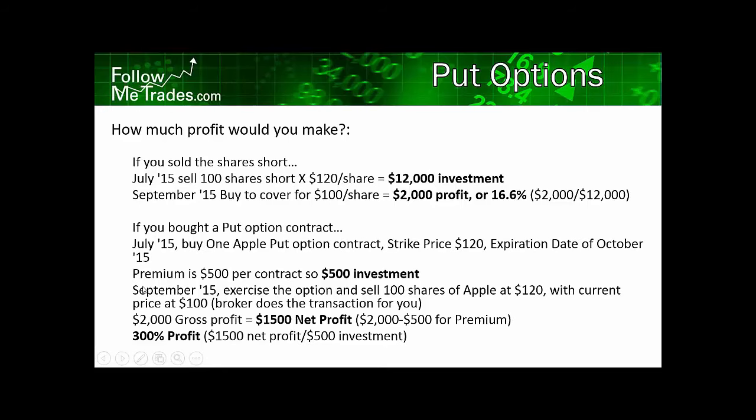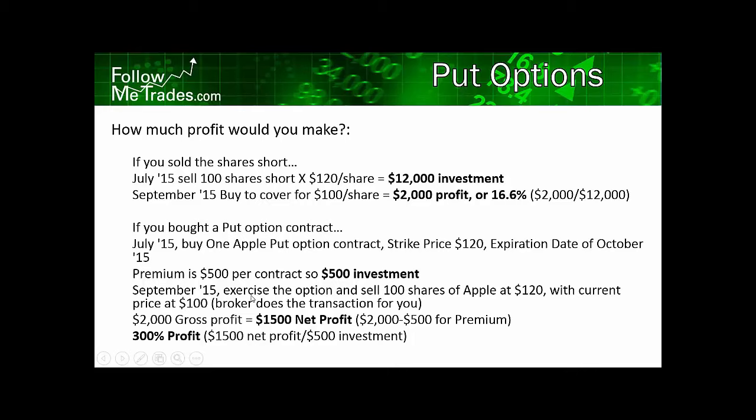But if you'd bought the put option contract, right? Let's say we buy in July 15, we buy one Apple put option contract, strike price 120, expiration of October, and we want to be buying contracts out past the date. We don't want them to expire. It costs us 500 bucks for premium, so we've got $500 on the line instead of 12,000.